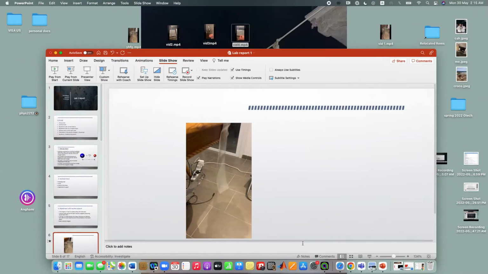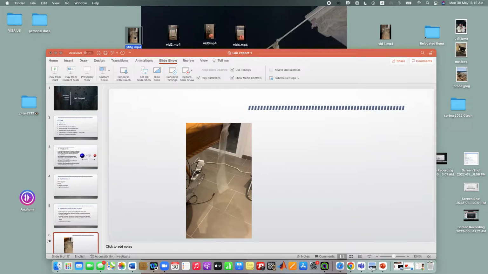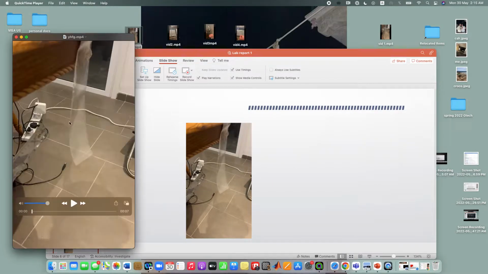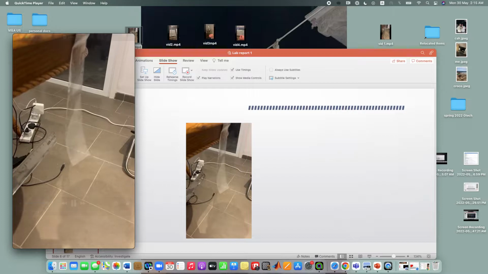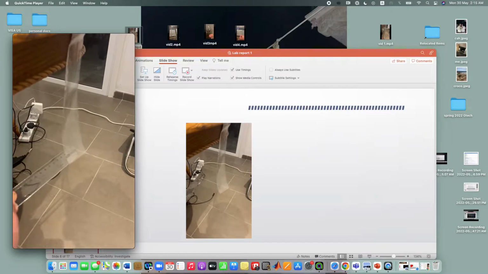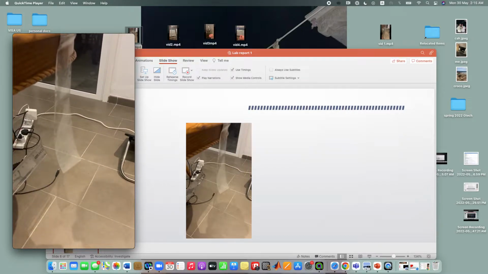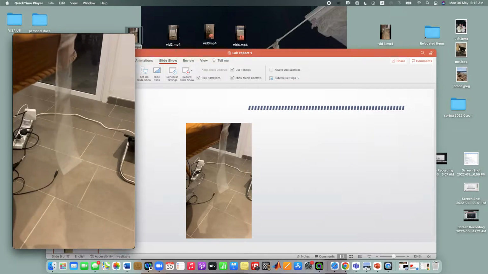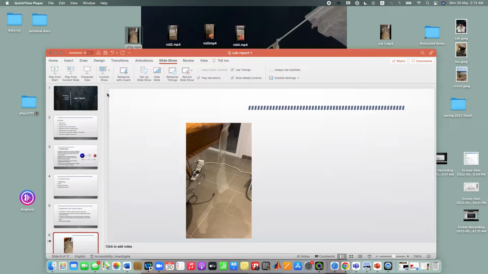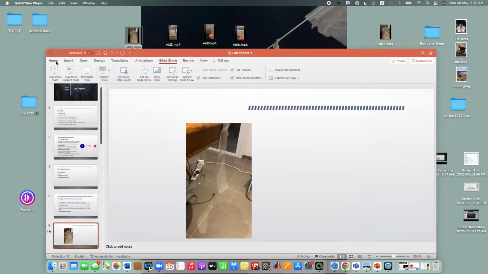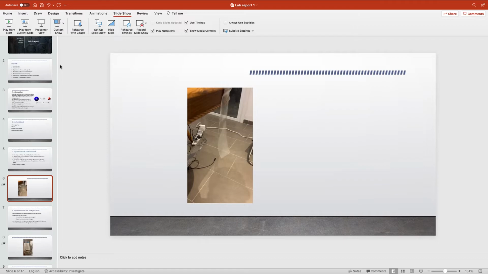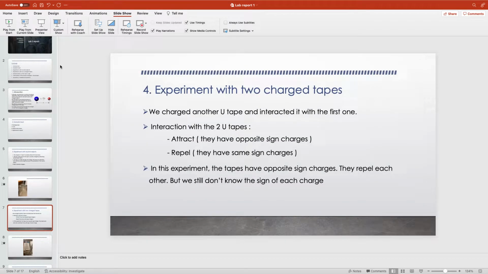So I will show you this video right here because it didn't work on the PowerPoint. As you can see, we use two neutral objects, which are the ruler and the tape, and we can see that the U-tape is attracted to the ruler. So the tape has a charge, but we still don't know the sign of the charge.